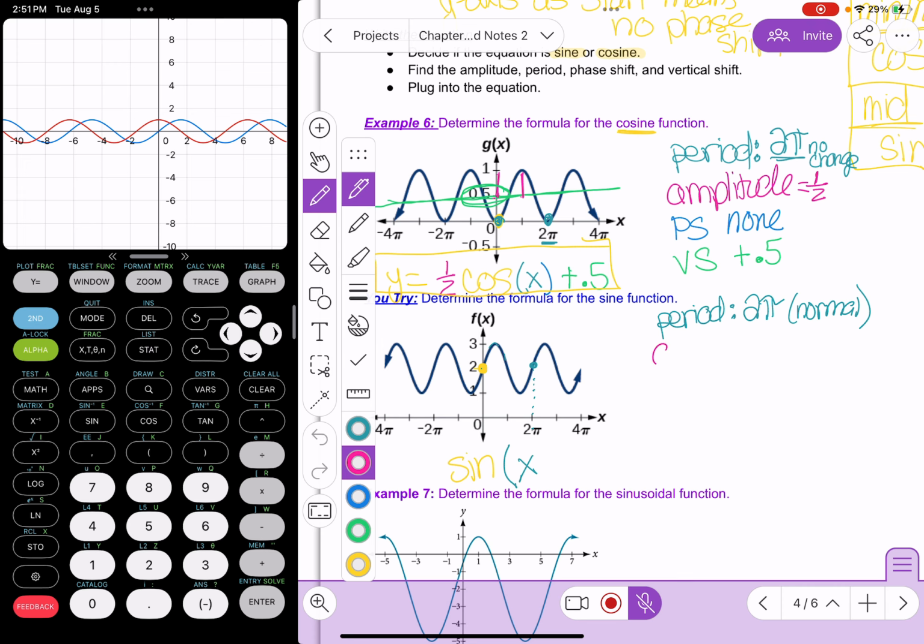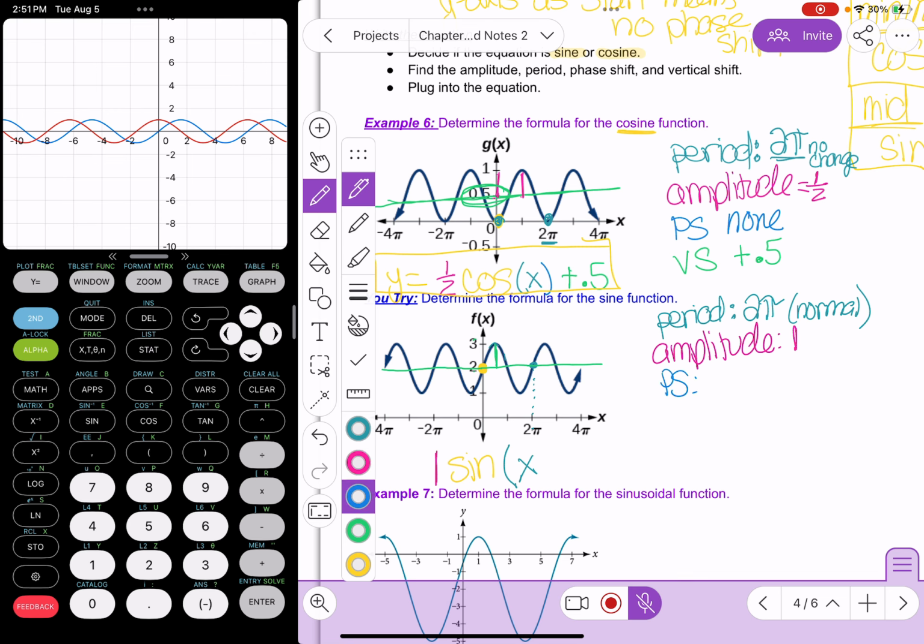Amplitude. That's the height from the midline. So we're going to draw the middle and see how far up we go. So we go from 2 to 3. So that amplitude is 1, which means we put 1 in front, or we don't have to put anything if it's 1.